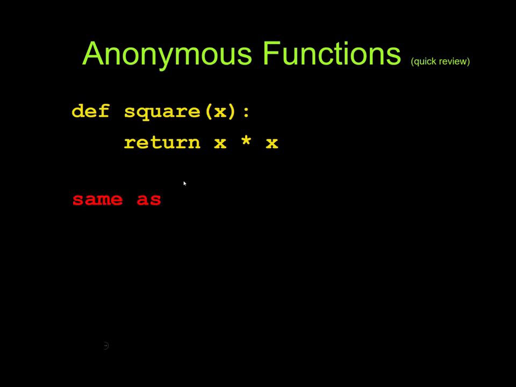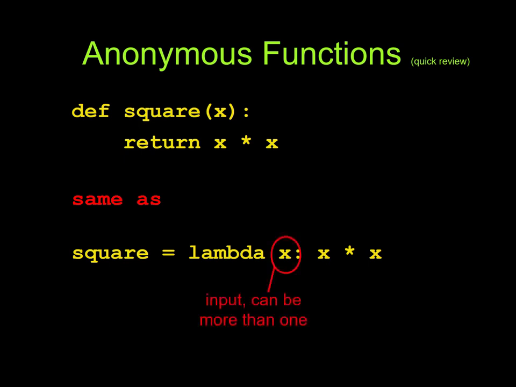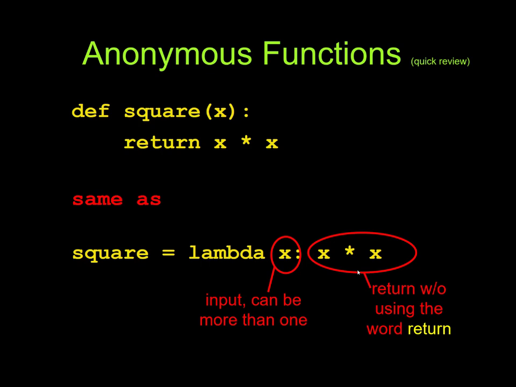We can also write it as square, which is the name here, equal to lambda x, where x is the input, colon, and then the body. This one is the return value without an explicit statement of a return, but it's the same. So this is the input, and it can be more than one, and this is the return without using the word return. This form is usually more formal, and this lambda notation comes in handy when we need to embed a function inside a function call, as we will see in an example next.